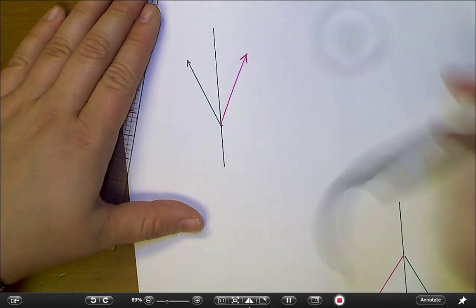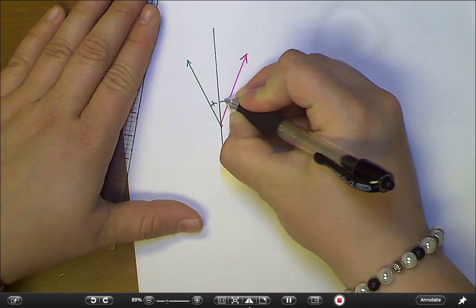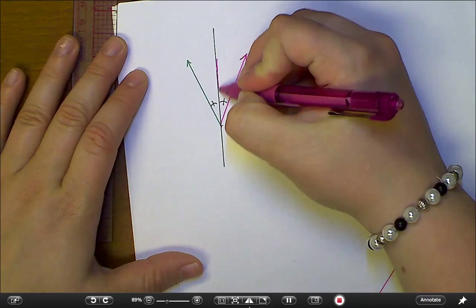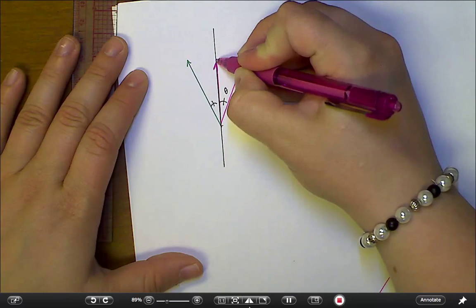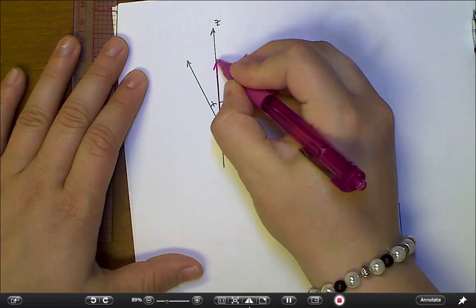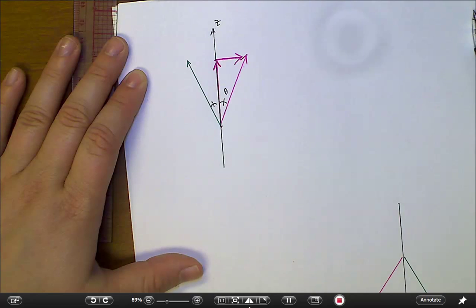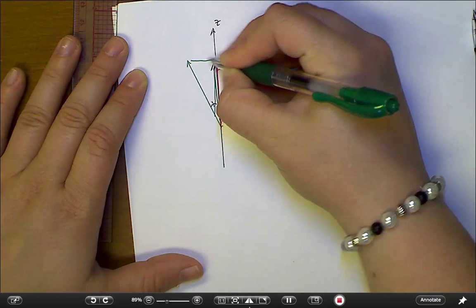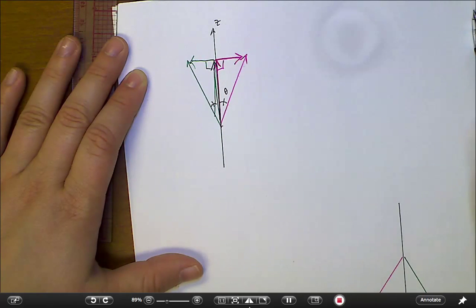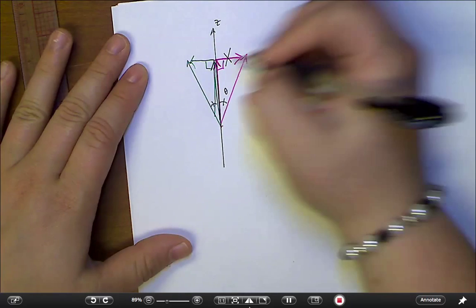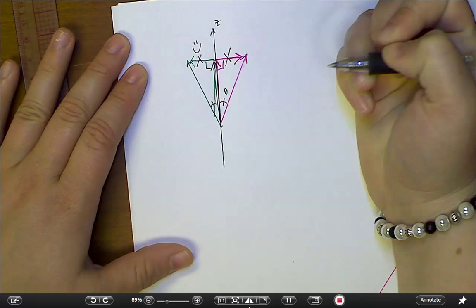Now these two angles here are supposed to be the same. I'm going to call this angle theta. So notice that our pink vector has a part that is parallel to our z-axis and also a component that's perpendicular. The green vector also has a part that is parallel and perpendicular to the z-axis. But the two parts that are perpendicular are exactly pointing opposite directions, so they cancel. This, of course, makes us happy.